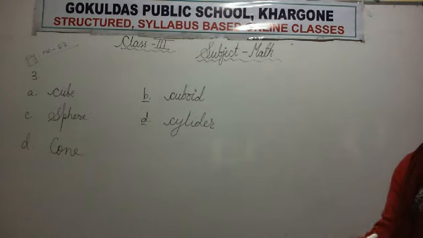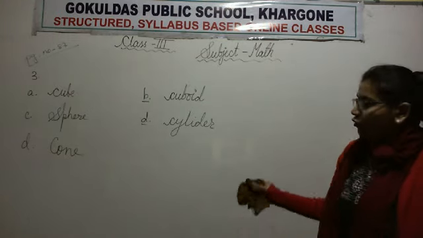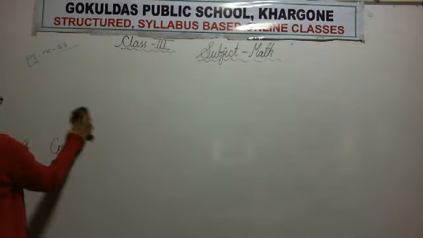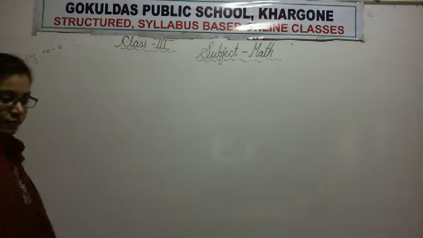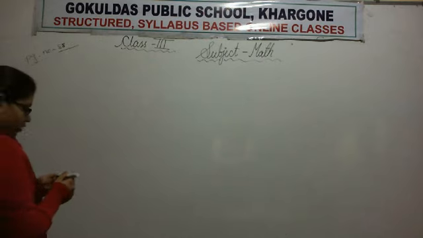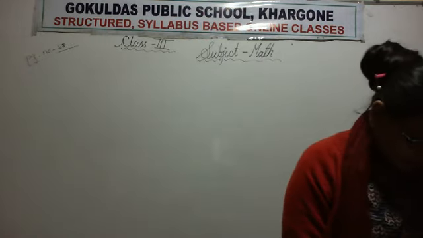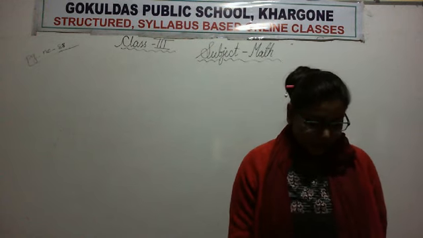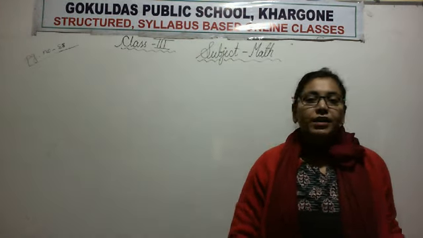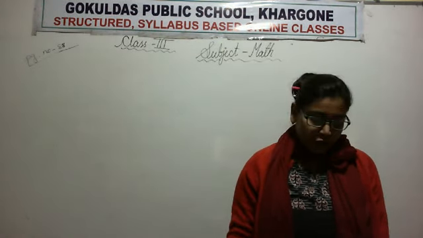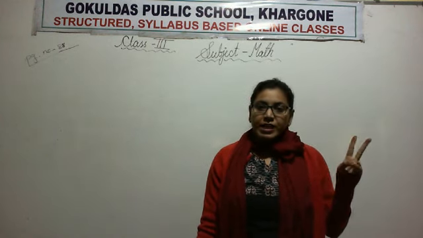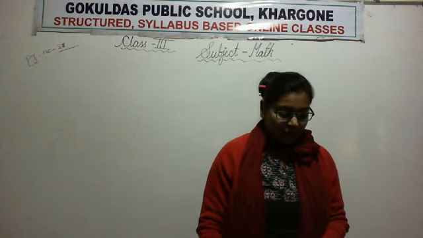Okay students, so now let's move further. All of you open page number 88. So on page number 88, at the downside a question is given. Draw any figure with 2 straight lines and 1 curved line. See, it depends on your creativity how you want to solve this. You need to make a figure and the condition is there must be 2 straight lines and 1 curved line.